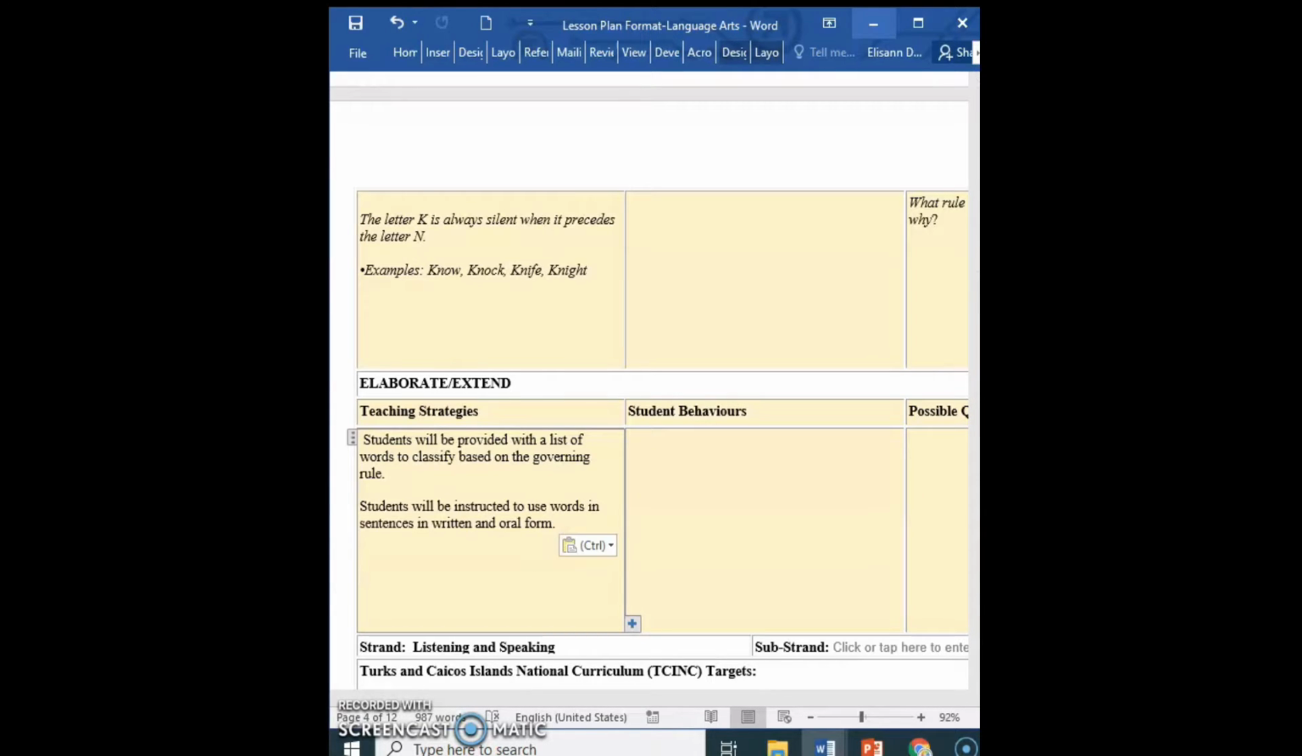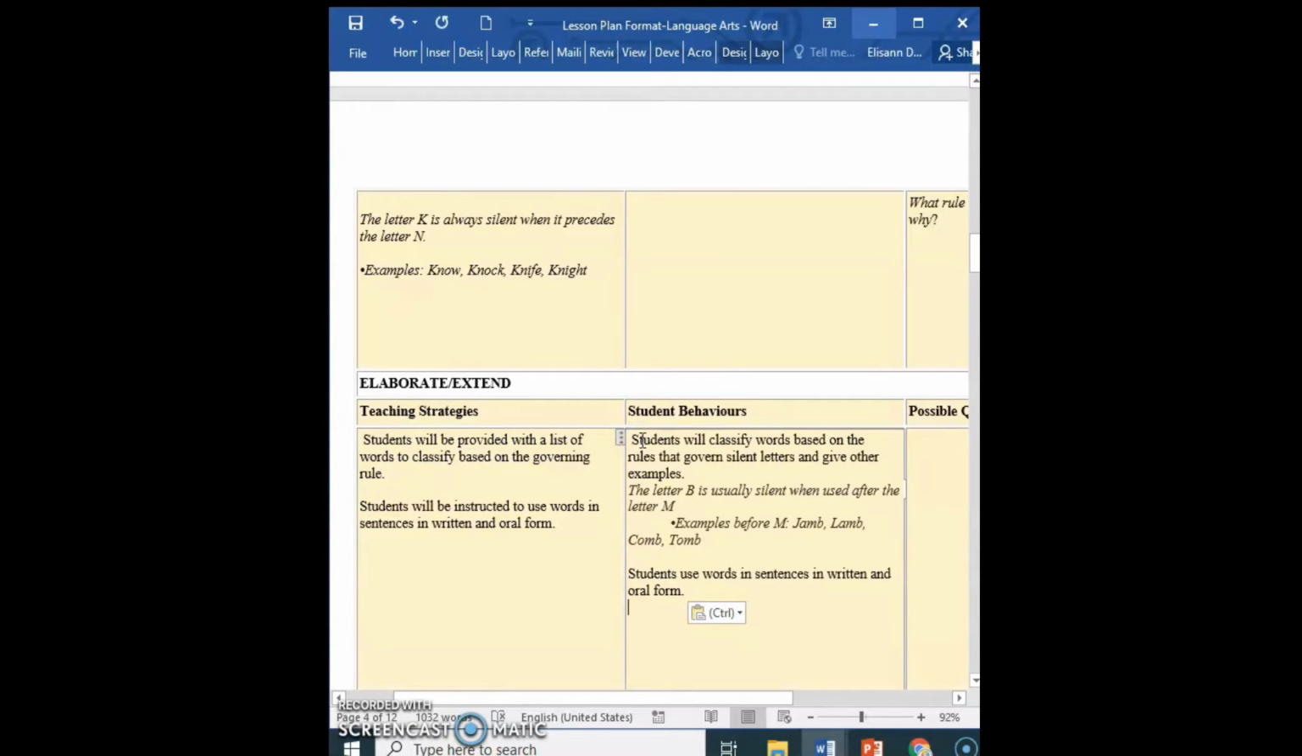Now, what will my students be doing? And of course, you can tell from this teaching strategy what my students will be actually doing in the class. Students will classify those words, the same words that were given by the teacher, and they'll be classifying them based on the rules that govern the silent letter and give other examples. So that is the newest situation right there, and we are extending what they've already known and we're allowing them to apply what was taught.